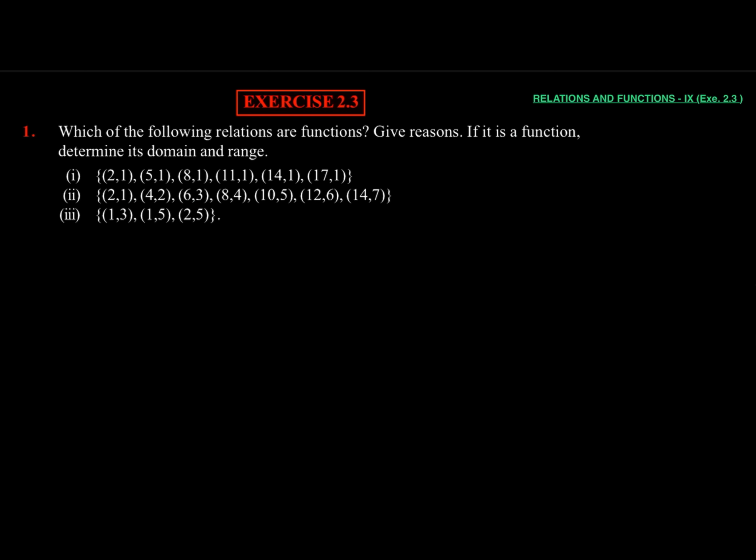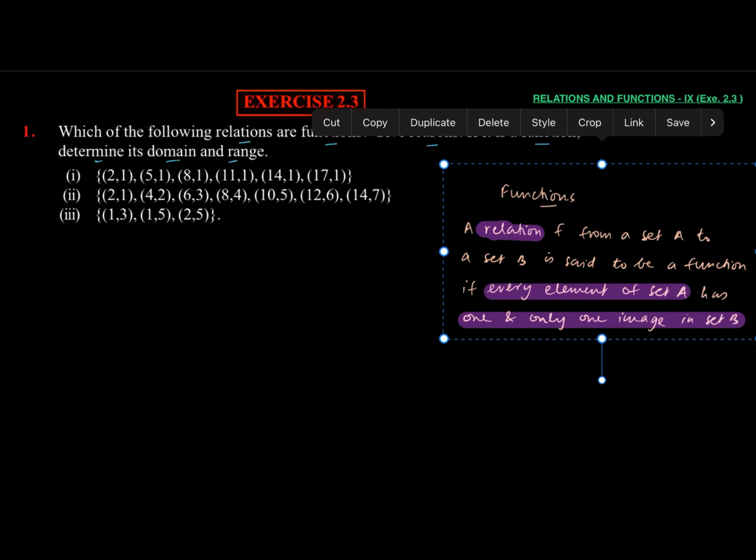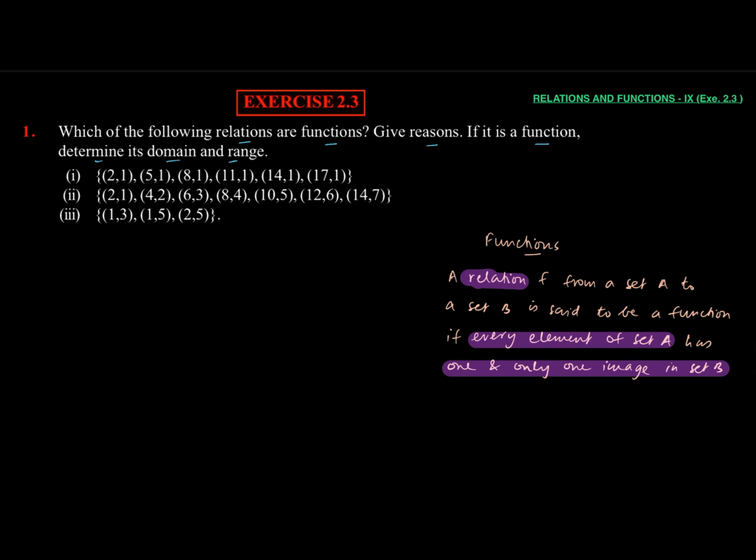The question was, which of the following relations are functions? Give reasons. If it is a function, determine its domain and range. We already know what a function is. In case of a function, we have a relation where every element of set A has one and only one image in set B. Here we have the first part.